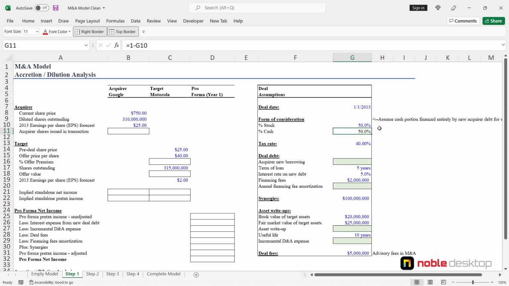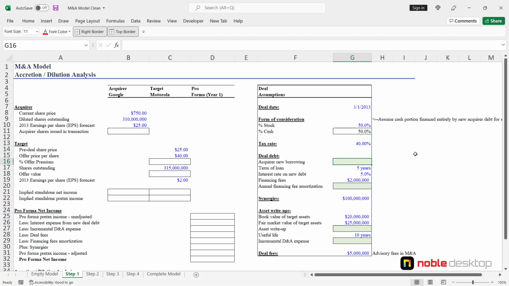If for some reason the percentage will change, let's say it's going to be 30% of stock, I will change it here. It will give us 70% of cash, and the whole model can be recalculated based on that assumption. So the model is flowing, and we can play with these numbers going forward as well.